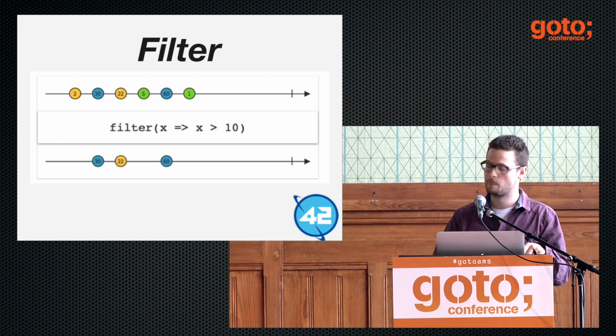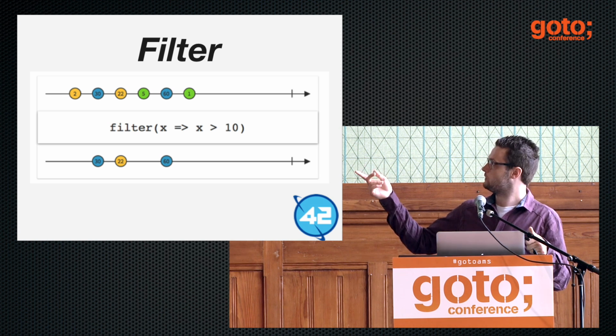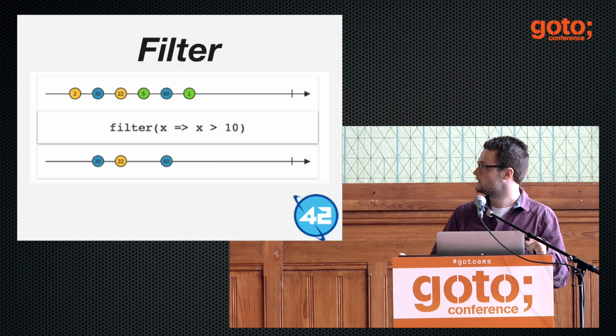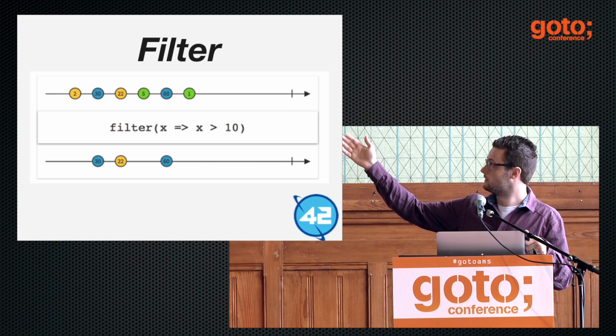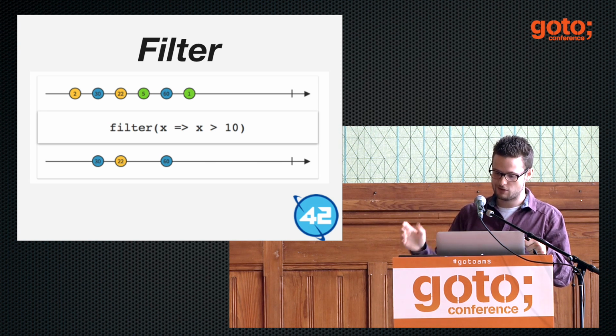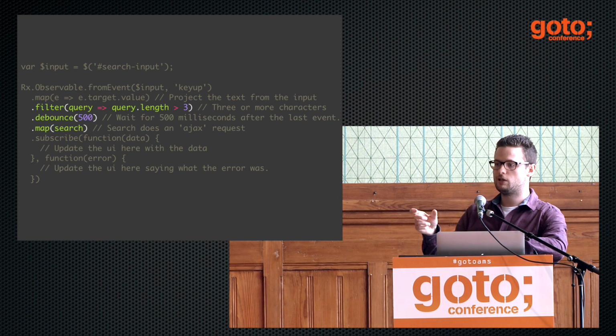This one is called filter. What filter does is it takes a predicate function, which must return true or false based on an input. In this case, if x is bigger than 10, it will allow them in. That's why you can see that the numbers lower than 10 are simply ignored. So we can use that in our example by simply calling filter before we do the debounce. We take the query and only allow it in if the query length is bigger than 3. So now we've solved that problem.